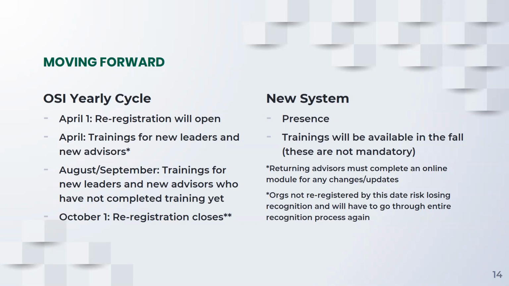Registration will open on April 1st of every year. We'll be sending out notifications to all organizational presidents and advisors in April, and again in the fall, in the beginning of the school year, we'll remind you again that re-registration is open for organizations. We'll be offering trainings again for new leaders and new advisors that did not complete their training in April.